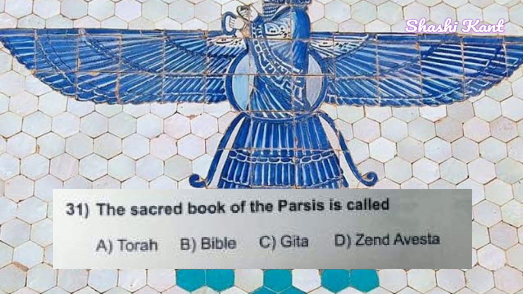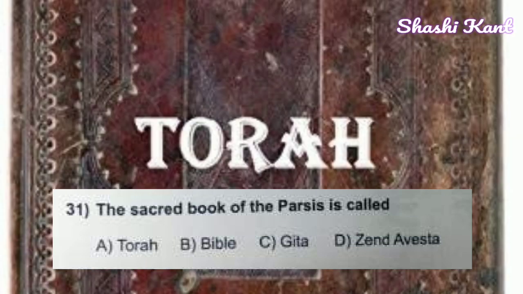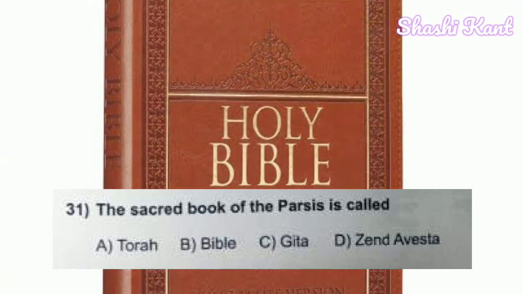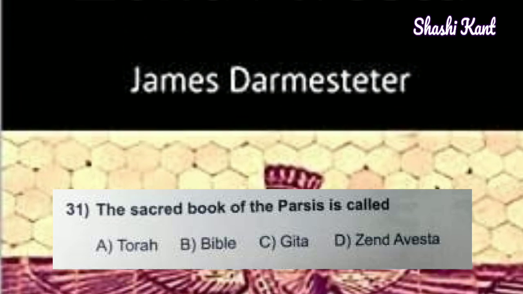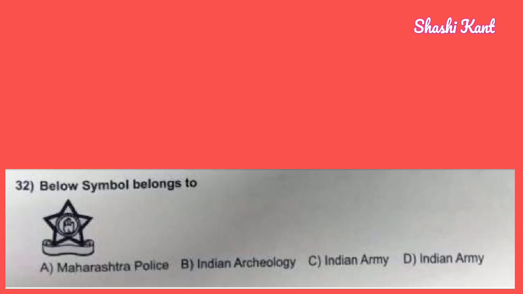Question number 31. Sacred book of the Parsis is called A. Torah, B. Bible, C. Gita, D. Zend Avesta. And the correct answer is D. Zend Avesta.